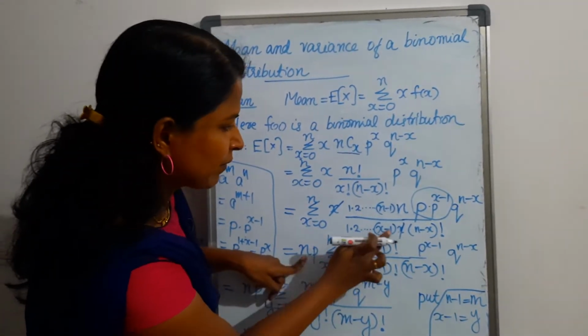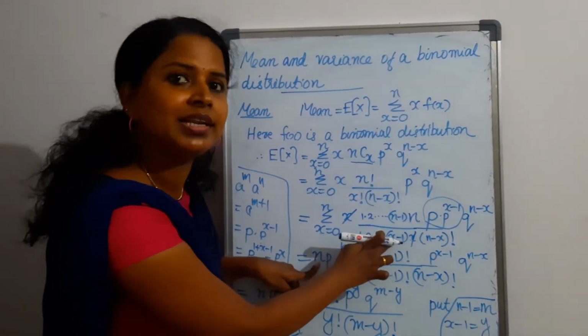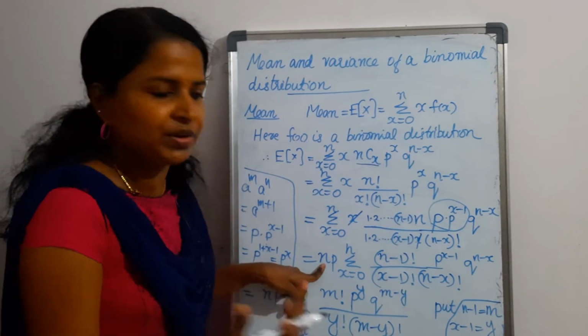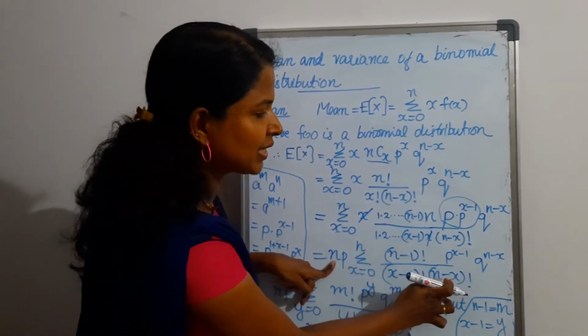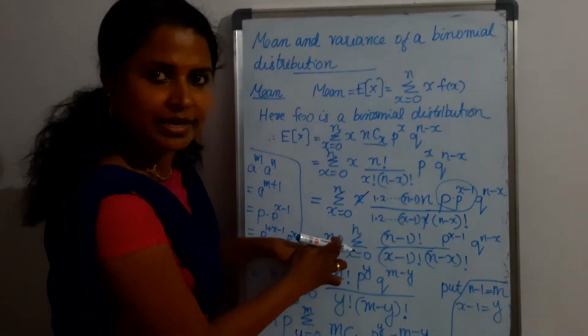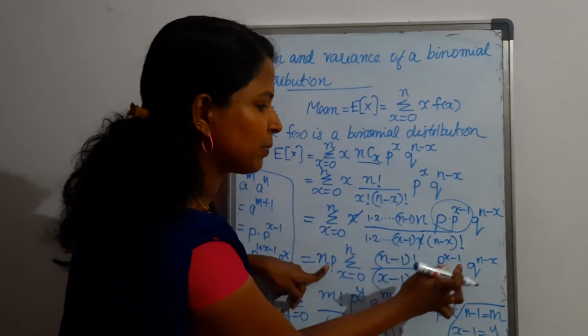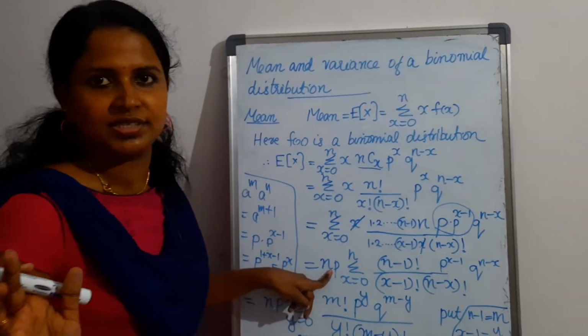Divided by, here x and x cancel, so 1 into 2 and so on up to x minus 1. That is x minus 1 factorial. Then n minus x factorial. Listen, p to the outside. Remaining is p raised to x minus 1, into q raised to n minus x.